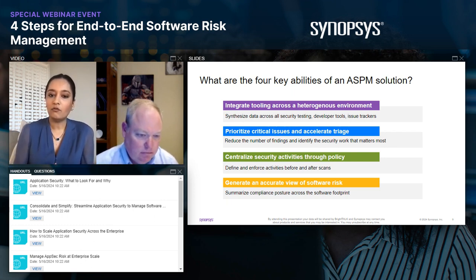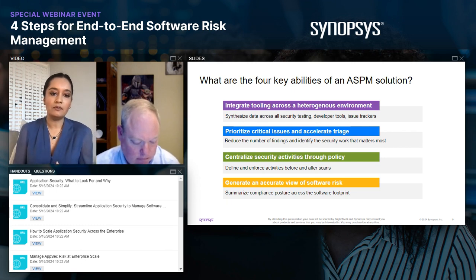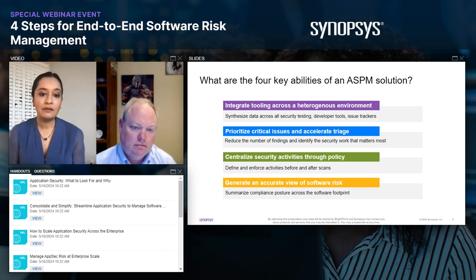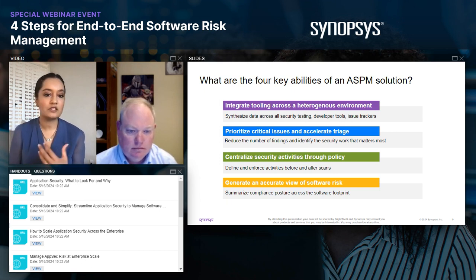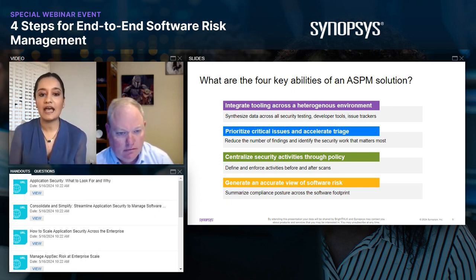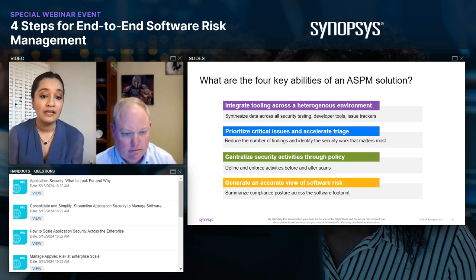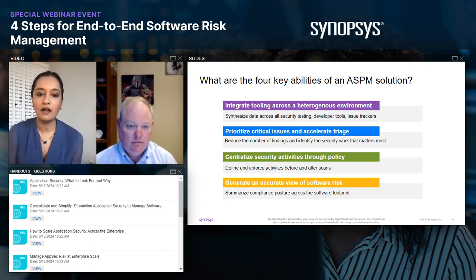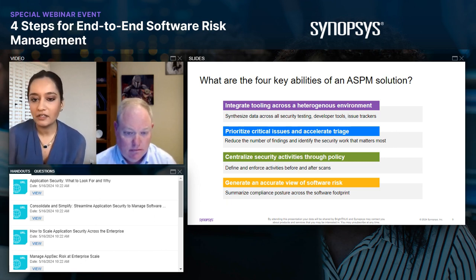But the four building blocks of being able to accomplish that, and what you need to be looking for in your solution, are the ability to really integrate tooling across a heterogeneous environment. The key connectivity that an ASPM solution has into the various tools that you're using, both in your security stack and with all of the developer tooling, is a very key component of how you derive value from all of this rich data that you're generating, not just on security issues that you're finding, but also the software inventory that you manage.